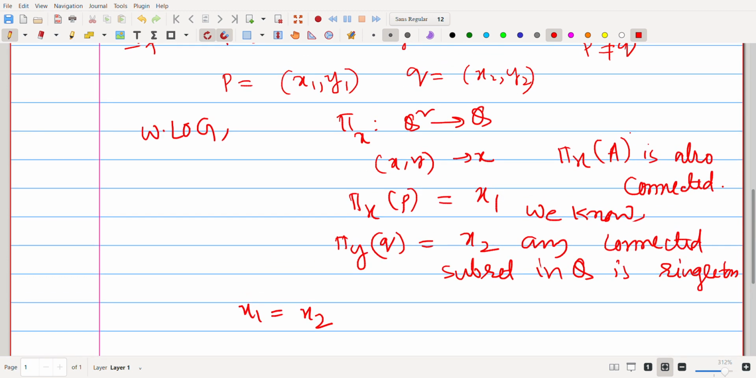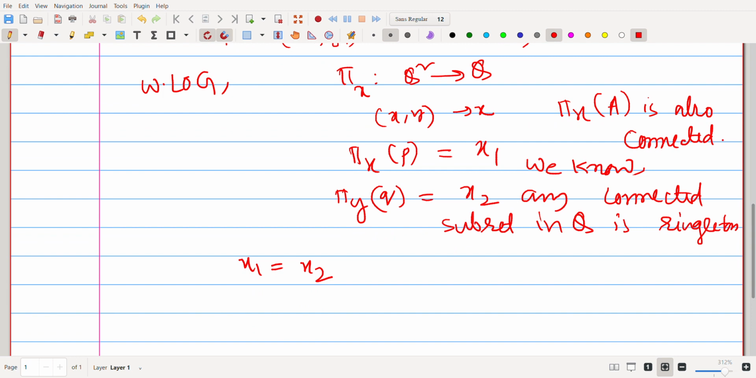Similarly, you can take the projection map on the y axis and you can show that y1 equals y2, right? And that will imply P equals Q. That means A must be a singleton, right? A must be a singleton. So this statement is also correct.